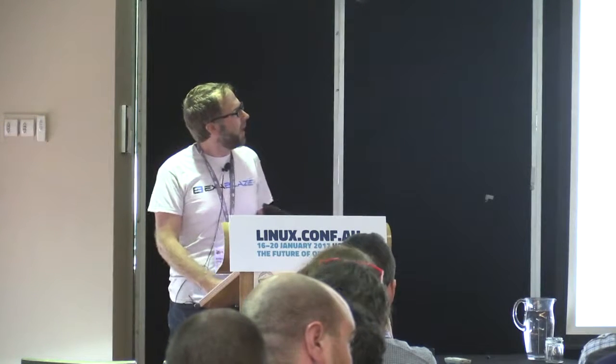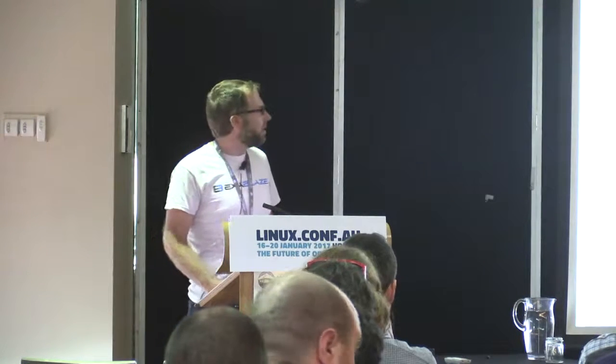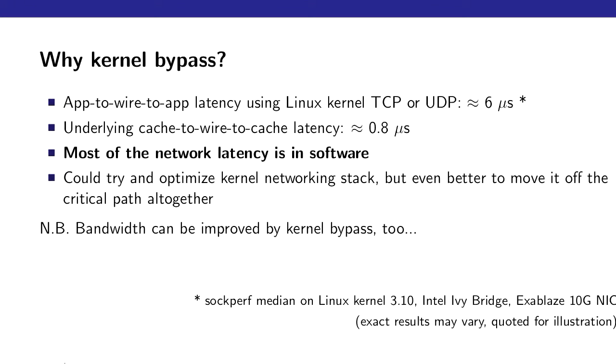And of course, we could optimize that a bit. We could probably shave off another couple, but it's even better if we can avoid going through the kernel at all. So that's really what we're looking at doing here. And here I'm focused on latency, but lower latencies also improve bandwidth, because if you just remove the amount of code that's in the path that you need to go through, then you can get more done as well.